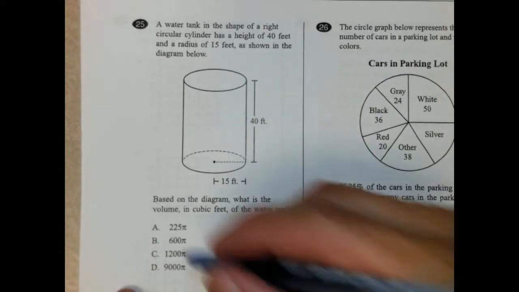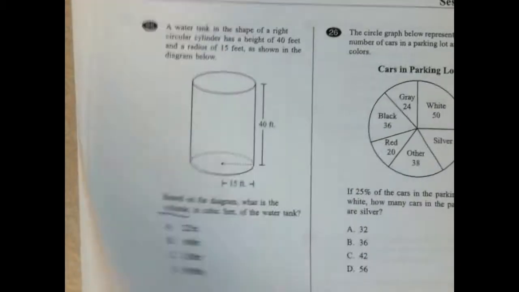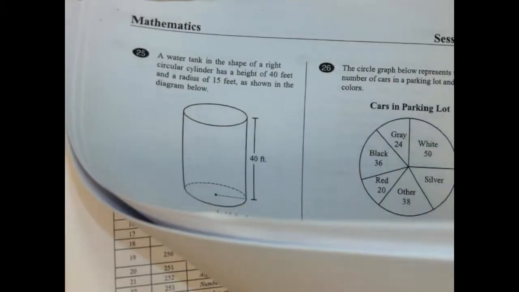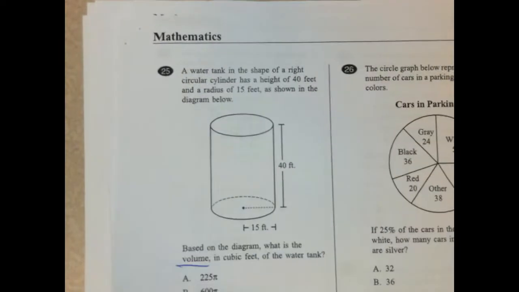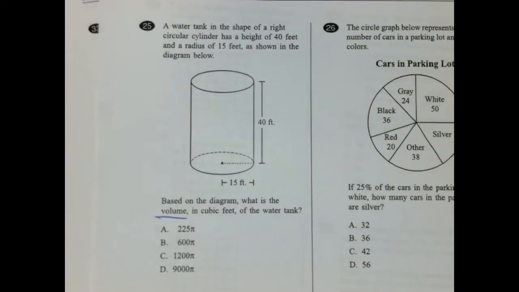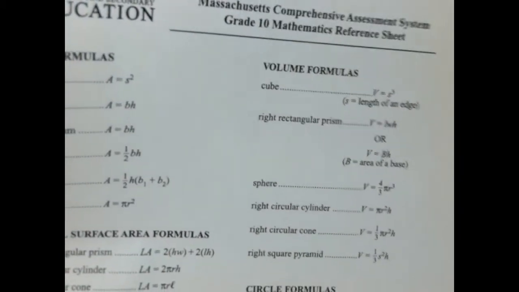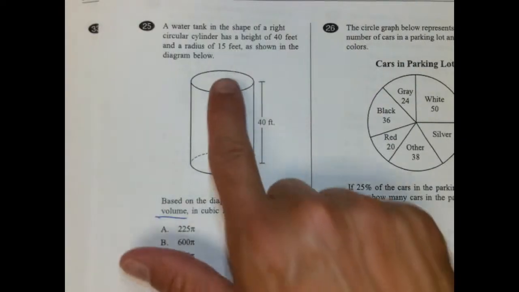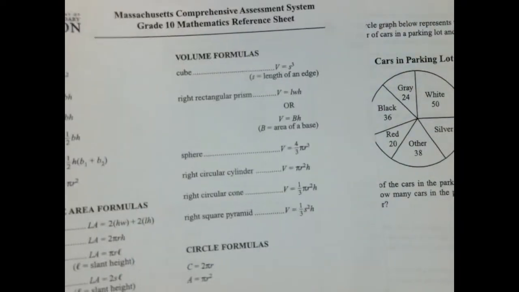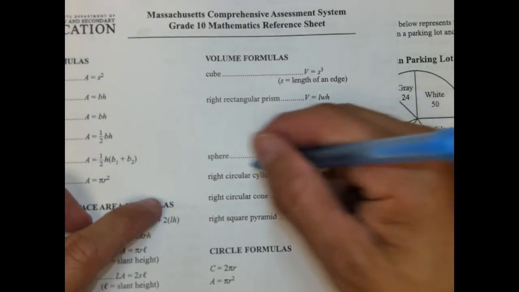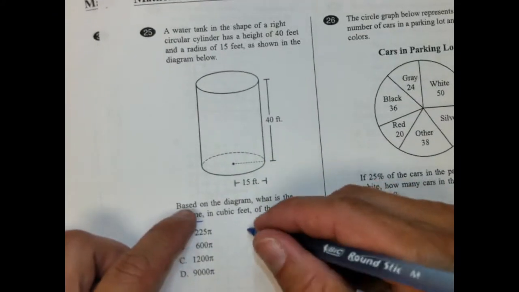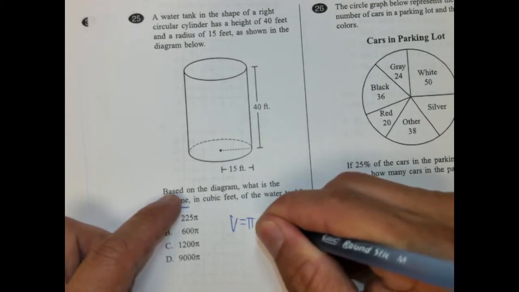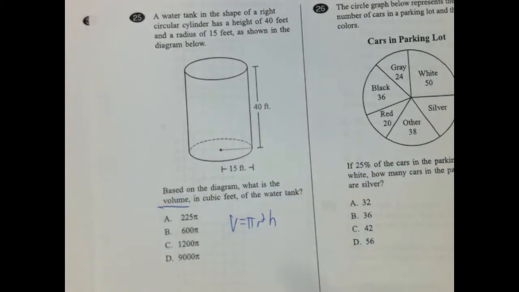So this is asking us for volume, and we have volume as part of our formula sheet. Let me find that real quick. At the end of the PDF, this is the formula sheet. So we're going to look for the volume of a right circular cylinder, which is right here. V equals pi r squared times h. I'm going to write that down here. V equals pi r squared times h.